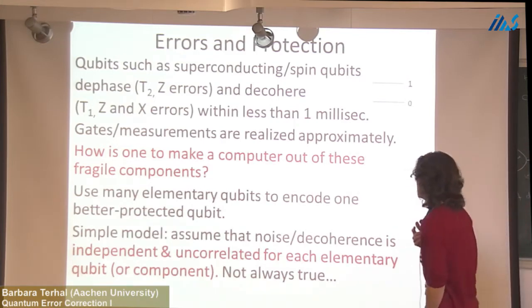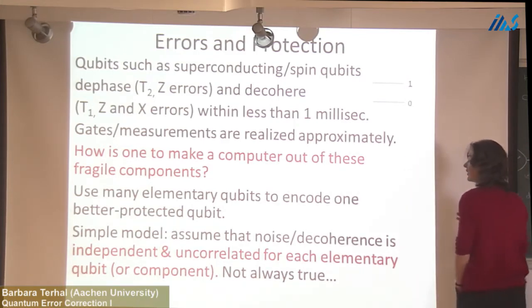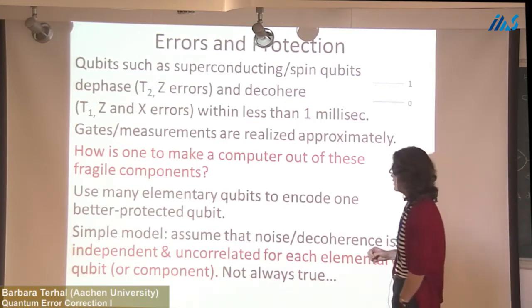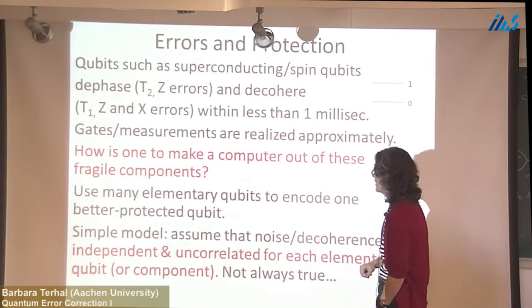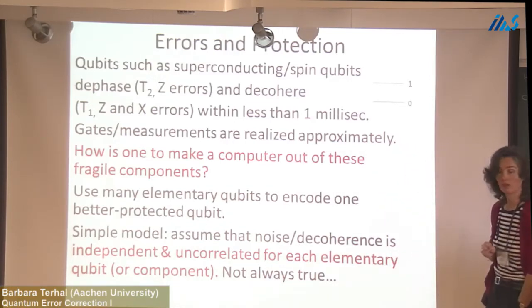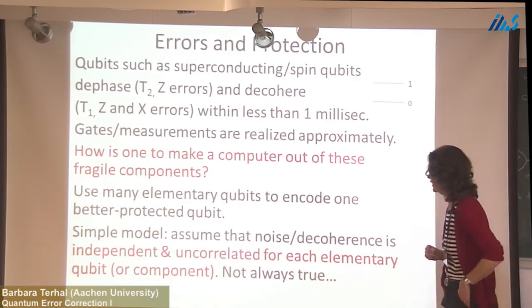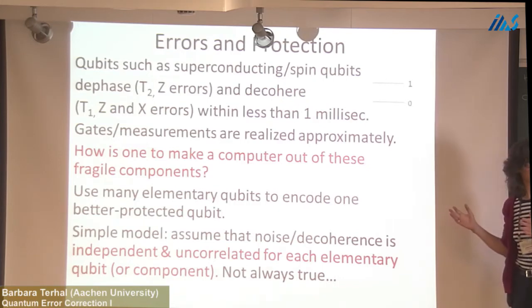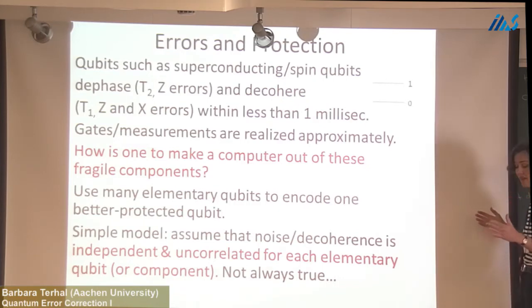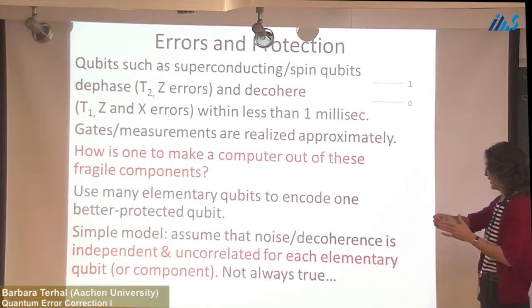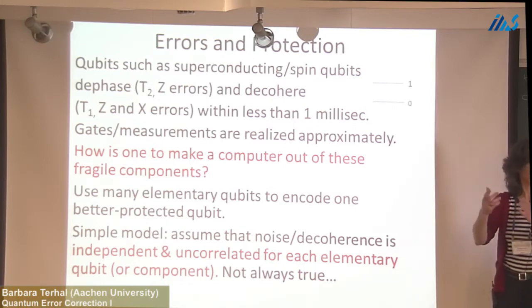Now, one of the simple models that we use in the theory of quantum error correction is that the noise or decoherence is independent and uncorrelated for every elementary qubit or component. Let me say that a little bit more clearly. So if I have n qubits, a very simple noise model is to say that every one in a certain period of time undergoes an X, Y, or Z error with some probability. Yeah?